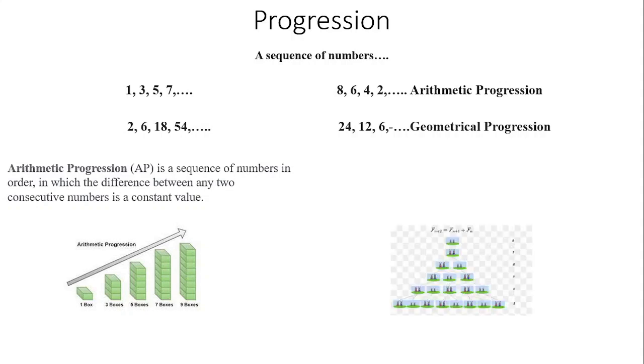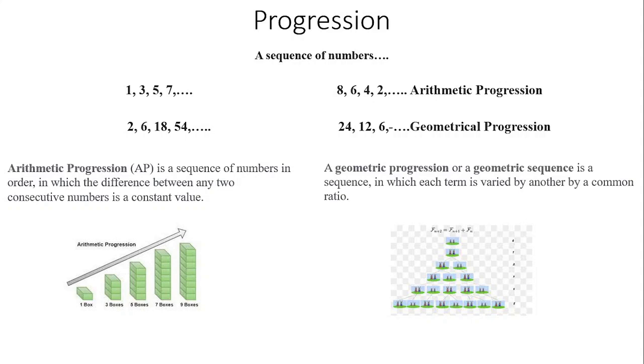So, what is a geometric progression? A geometric progression or geometric sequence is a sequence in which each term is related to the previous one by a common ratio. Here, what is the common ratio? 6 by 2 is equal to 3. Similarly, 18 by 6 is equal to 3. The first term is 2, the second term is 6, 6 divided by 2 is 3. Similarly, 18 divided by 6 is 3. Likewise, the common ratio is available with these numbers.